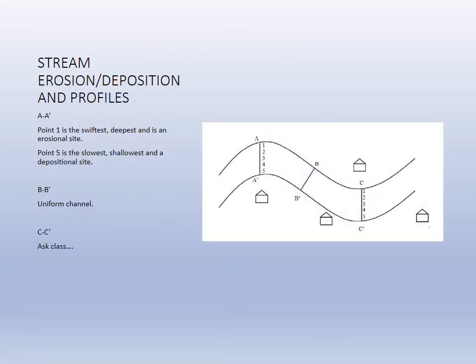This is a profile of a stream. If you look at A to A prime, you can see that on curve 1, that would be where erosion occurs. Curve 5, that's where deposition occurs, because as water rounds the corner, much like if you make a turn in a car, you get pulled to one direction. B to B prime is a straight area of the channel where erosion and deposition are equal. And C to C prime, 1 would be the area of deposition and 5 would be the area of erosion.